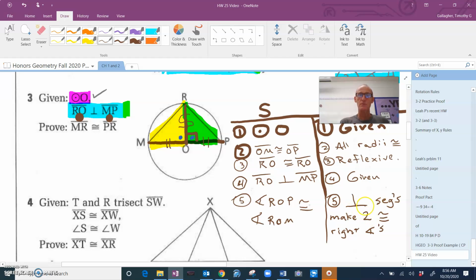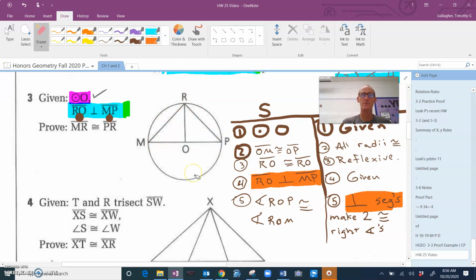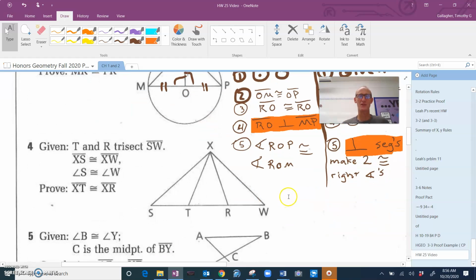Perpendicular segments, I'm talking about these guys, these two here, make two congruent right angles. This one and this one. My diagram's getting a little crazy down here. Okay, so we have two right angles, we have two congruent sides, and then we have the reflexive side. Now there's a few more steps in the proof that you need to get, and look at the answer key for that one because I only have about 4 more minutes for this one.